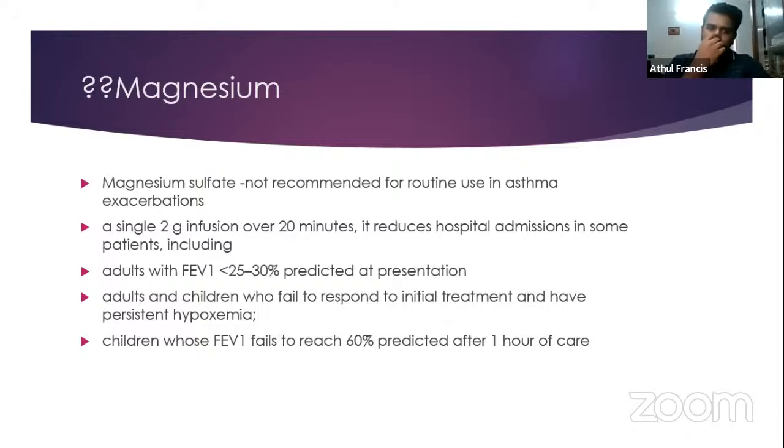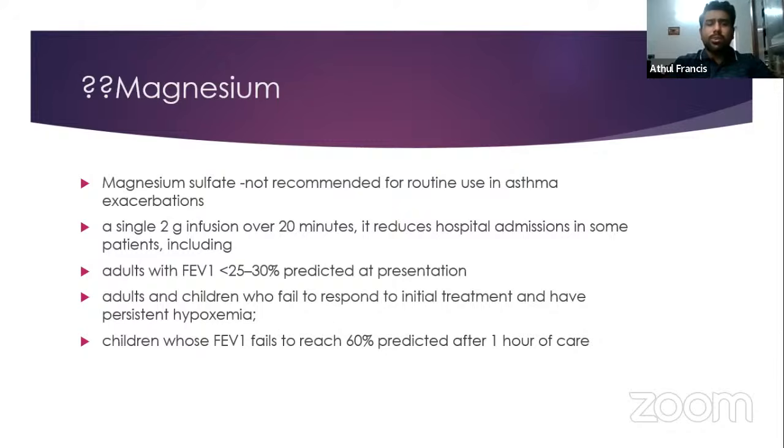A single 2 gram infusion over 20 minutes can be given because it reduces hospital admissions in some patients. Consider it in adults with FEV1 of less than 25 to 30% predicted who fail to respond to initial treatment. You have given SABA back to back for 1 hour, 20 minutes each, and an inhaled, IV, or oral corticosteroid, and still the patient is not improving. Then you can consider magnesium sulfate.